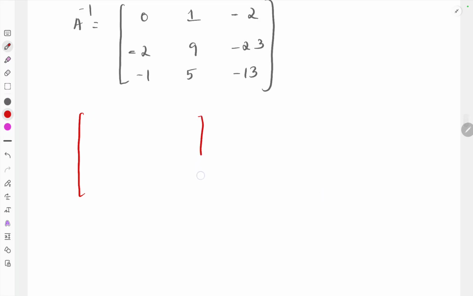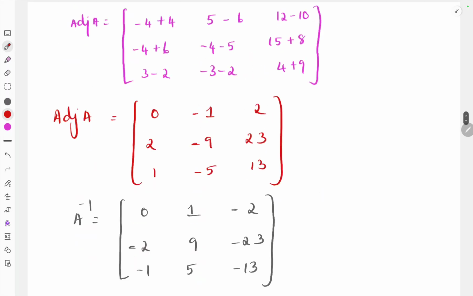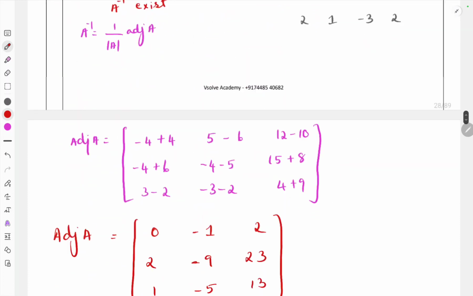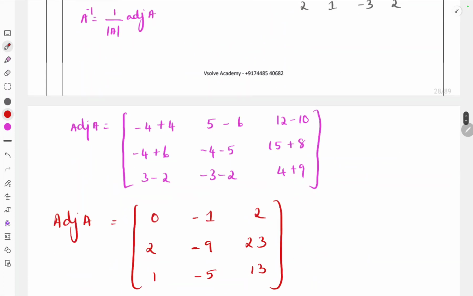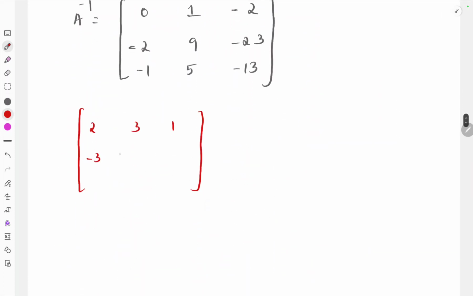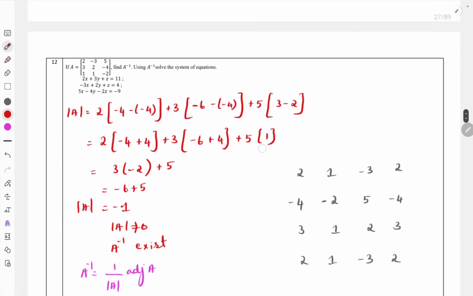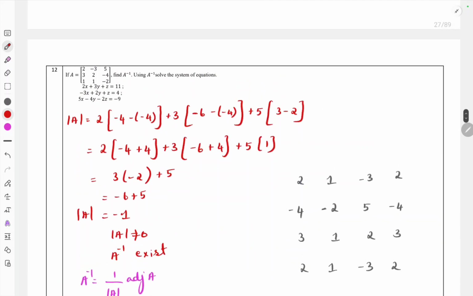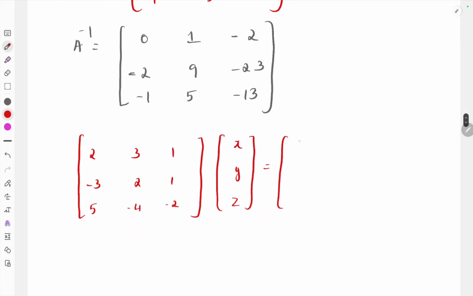I'll write in this form. So 2, 3, 1. Next we have minus 3, 2, 1, and next 5, minus 4, minus 2. Next, after this, x, y, z equal to, here in the RHS we have 11, 4, minus 9.